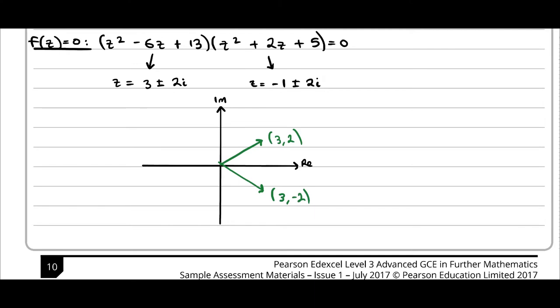And similarly, we have -1 plus 2i here, and -1 minus 2i here. So let's join these up. So we have -1, -2 and here we have -1, 2. Okay?